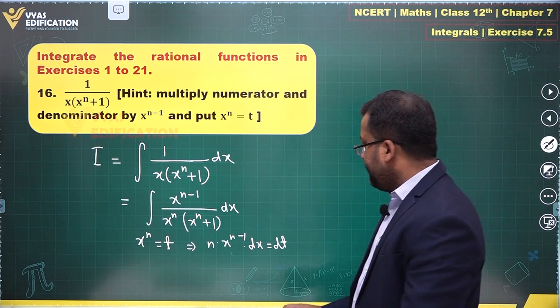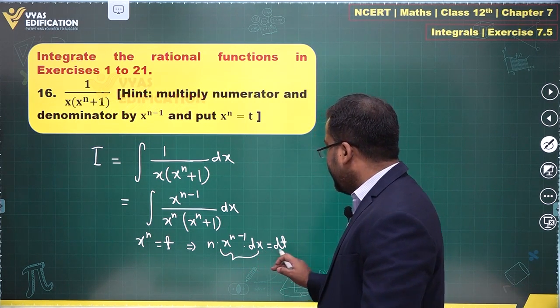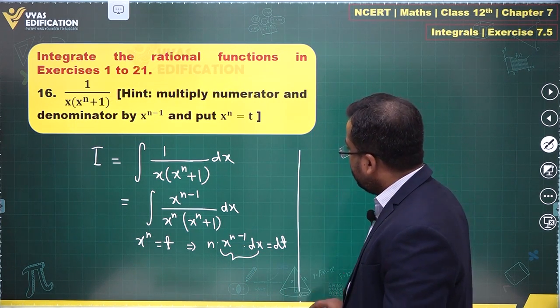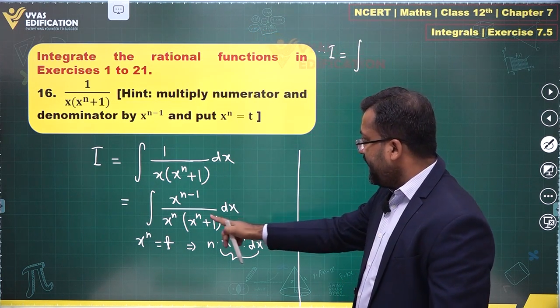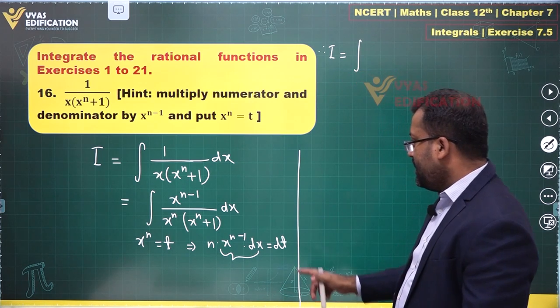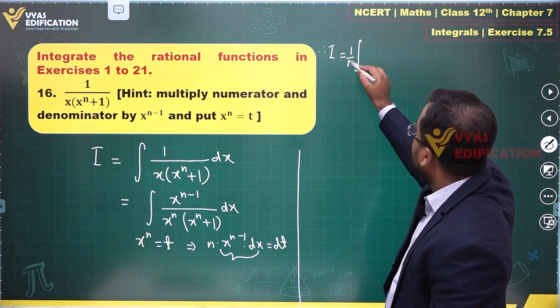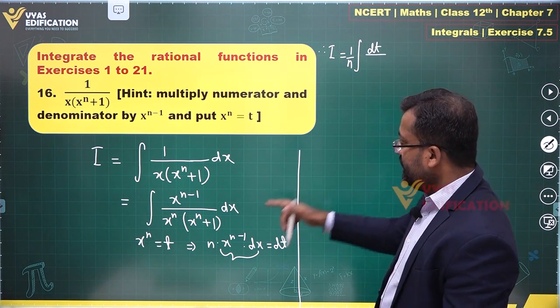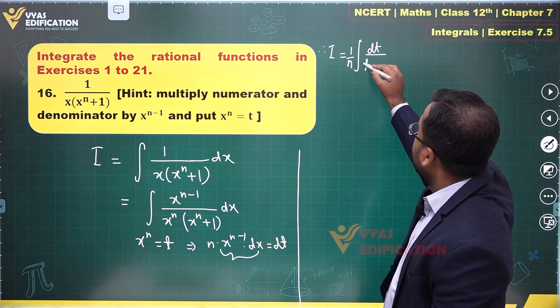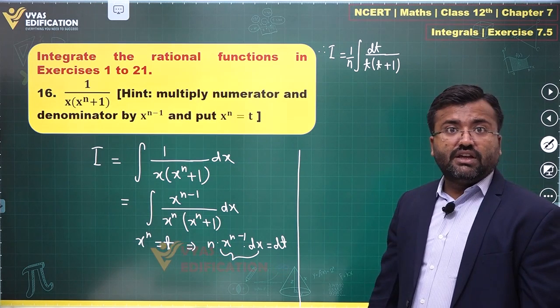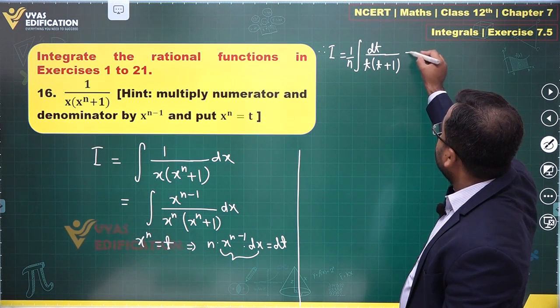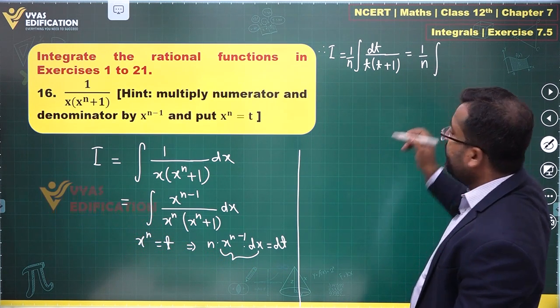dx will be equal to dt, and x power n minus 1 dx will be equal to dt upon n. So therefore, I will be equal to the integral of x power n minus 1 dx, which will be equal to 1 by n dt upon t times t plus 1. This is what you get. Is that okay? Yes. And this can further be broken down into two partial fractions.